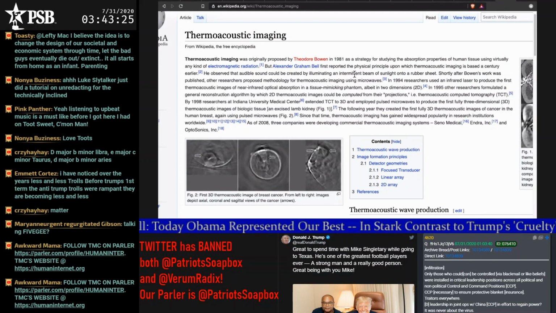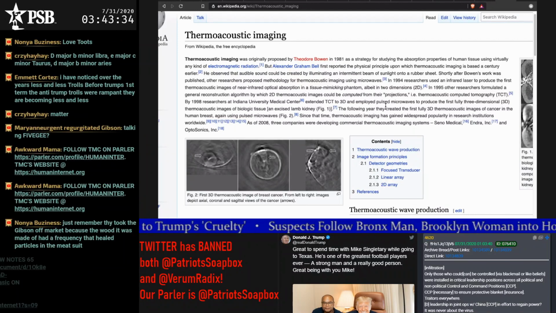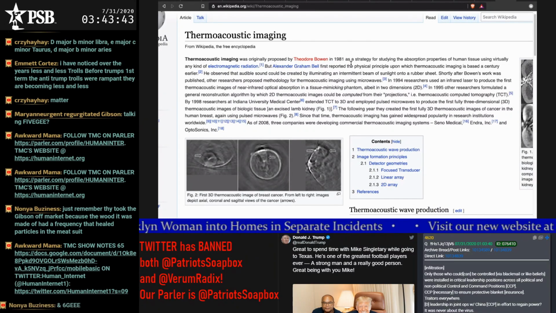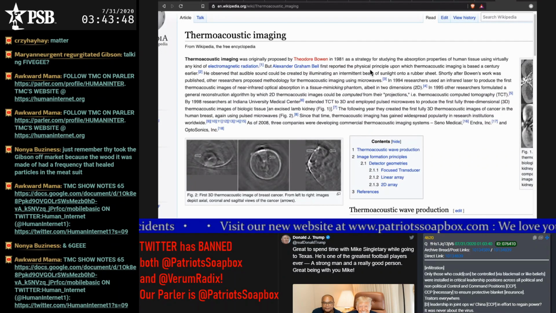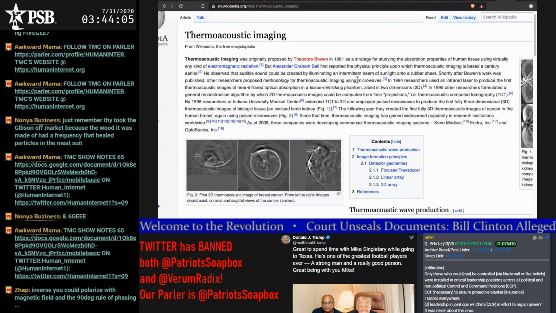Alexander Graham Bell, you know, the telephone guy, first reported the physical principle upon which thermoacoustic imaging is based a century earlier. So this guy, Theodore Bowen, 1981, proposed it. But they're saying Alexander Graham Bell noticed it and reported it 100 years before, in the 1800s. He observed that audible sound could be created by illuminating a rubber sheet with an intermittent beam of sunlight. Shortly after Bowen's work, which was done in '81, was published, other researchers proposed a methodology for thermoacoustic imaging using microwaves.